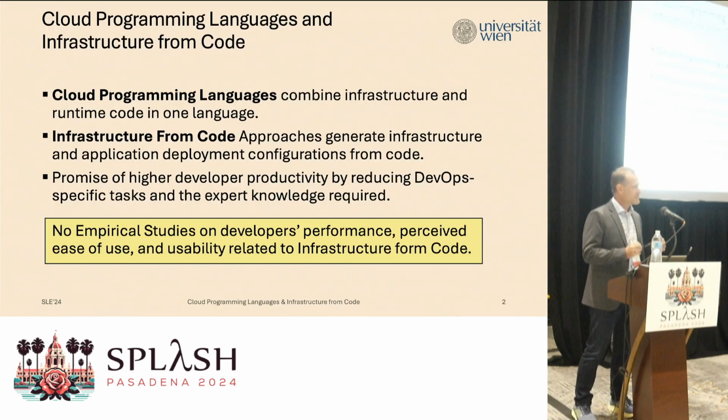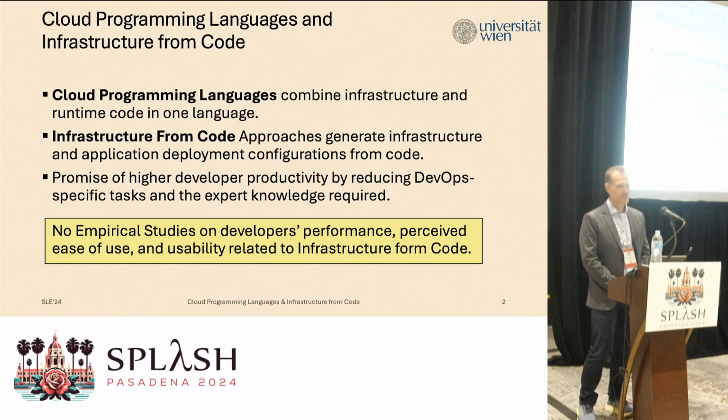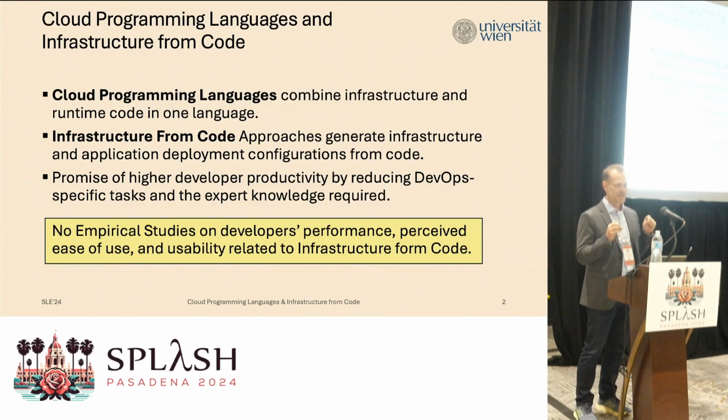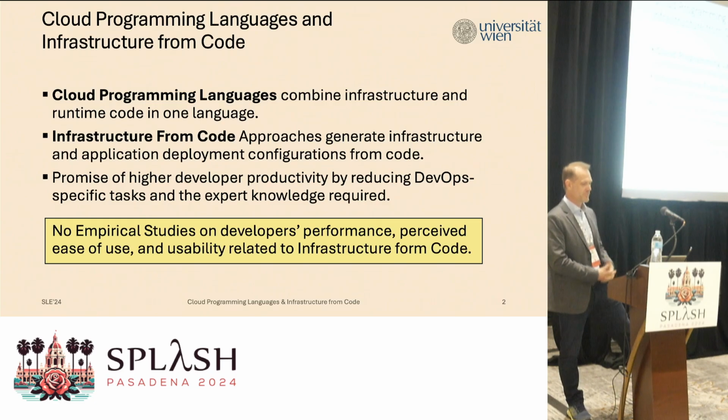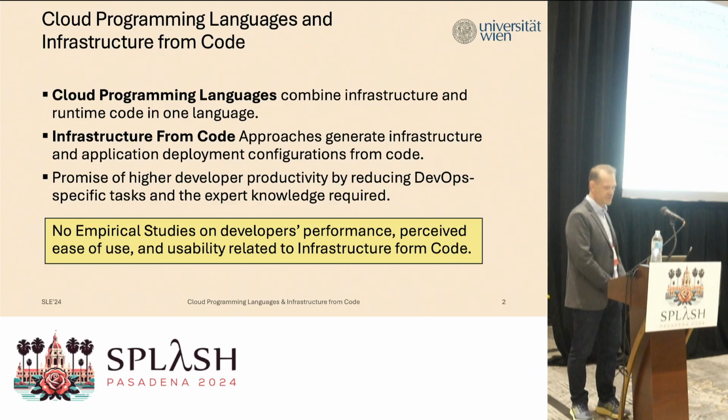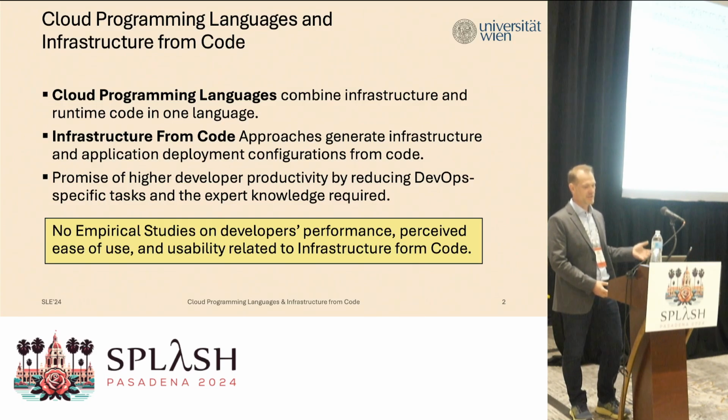So, infrastructure from code is a new approach to automation of DevOps and can be understood as an advancement of infrastructure as code. One of its key concepts is to provide a higher level of abstraction facilitated by new programming languages or software development kits or frameworks using general-purpose programming languages. Both automatically generate the necessary code and configurations to provision the infrastructure, deploy the application and manage the cloud services.